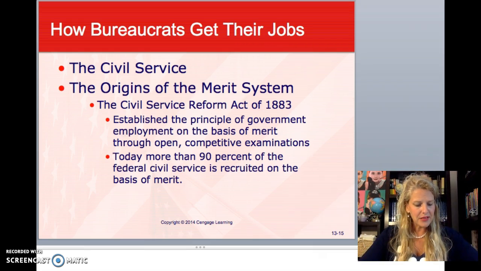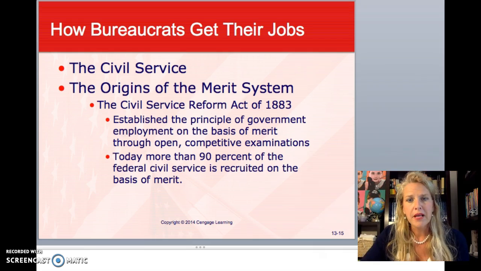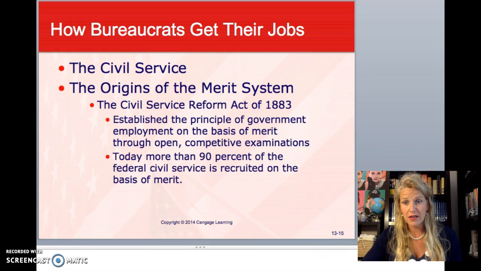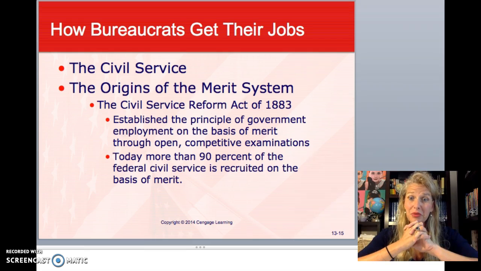Okay, how bureaucrats get their jobs. Talks about different test taking, and that sort of thing. I'm talking too quickly. The Civil Service Reform Act of 1883. I think that civil service jobs still need to be revamped in order to make the most of these people in the government. Not to make them work harder, but to give them some reward to work toward.